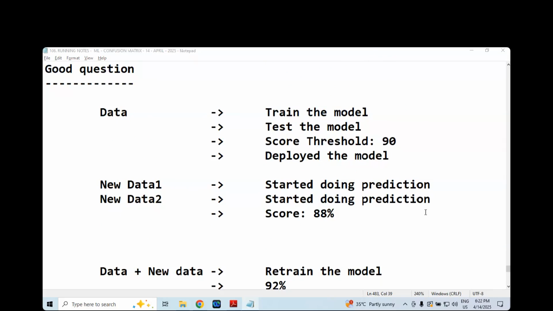Okay. So let me drink water. What is the topic name?